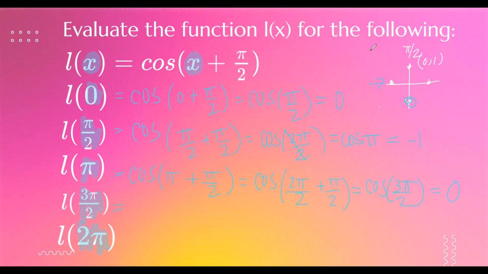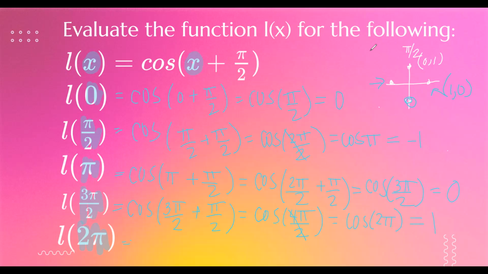Ooh, let's see what happens when we evaluate L of 3 pi over 2. Let's see, what's the output value when we input 3 pi over 2 to our L of x function? That gives us cosine of 3 pi over 2 plus one more pi over 2. So 3 pi over 2 plus another pi over 2, add our numerators together, we get cosine of 4 pi over 2. This simplifies to cosine of 2 pi. And cosine of 2 pi is going to be right over here. That coordinate is 1, 0. So cosine of 2 pi is 1.